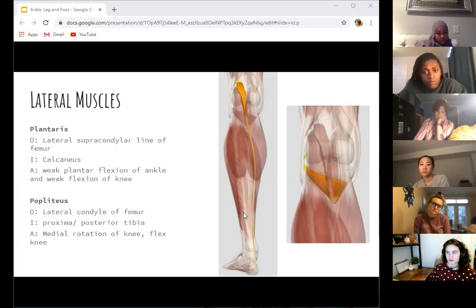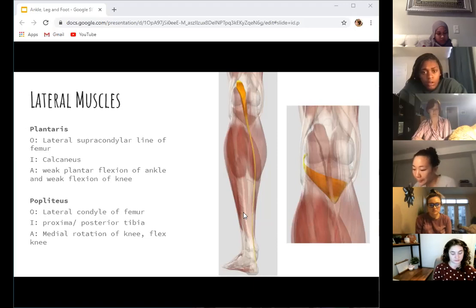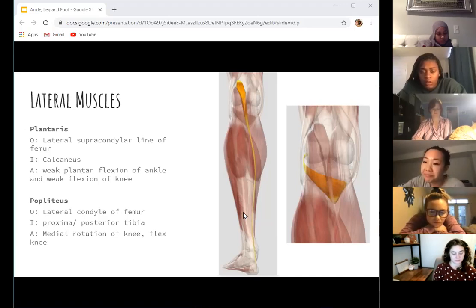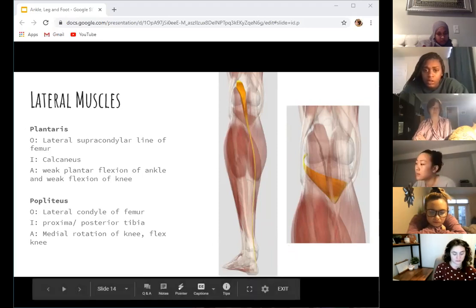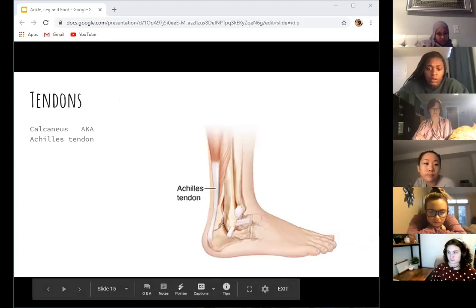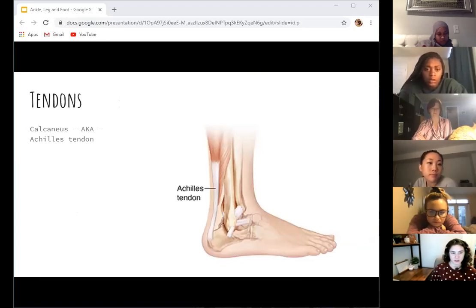And then you have your popliteus muscle. It is a smaller muscle, considered lateral, but I think of it being on the posterior side of your knee. It's going to originate on the lateral condyle of the femur and insert on the proximal posterior tibia. And this muscle assists with medial rotation of the knee and flexion of the knee. All right, so those are the primary muscles of the lower leg.